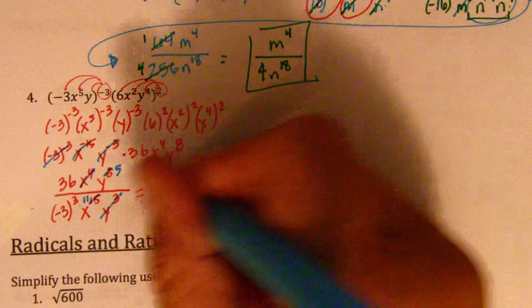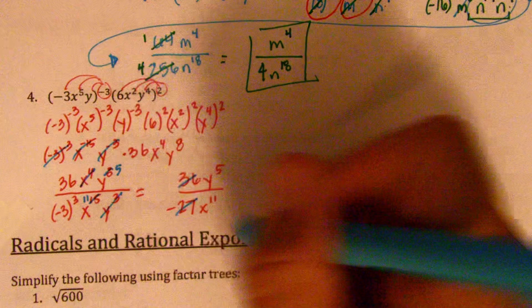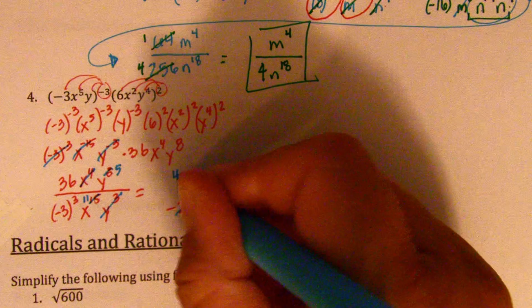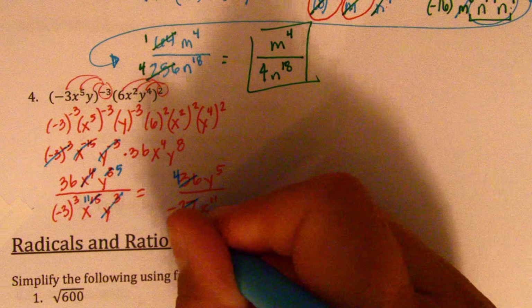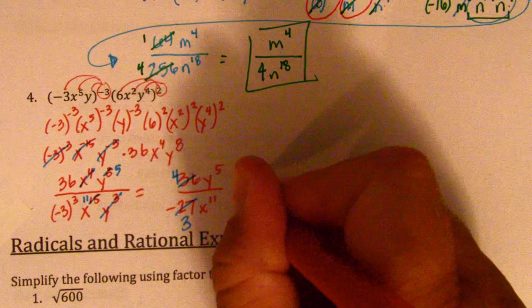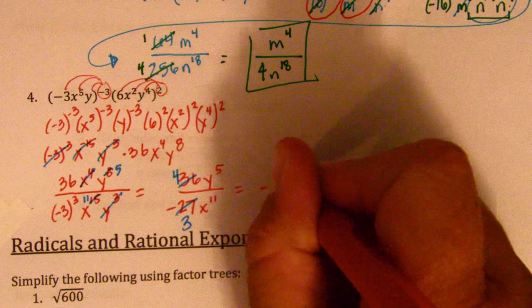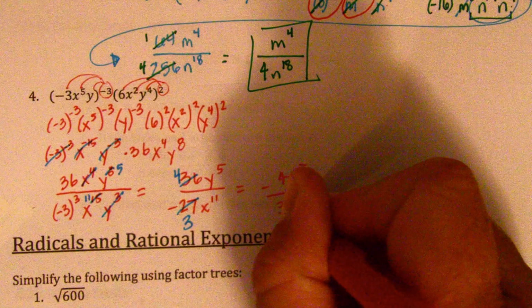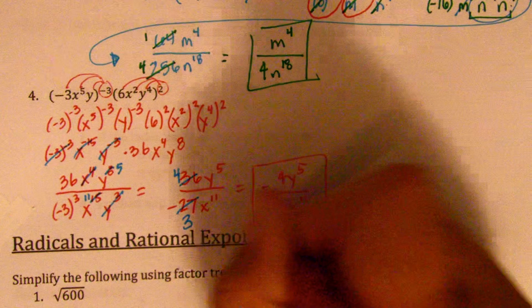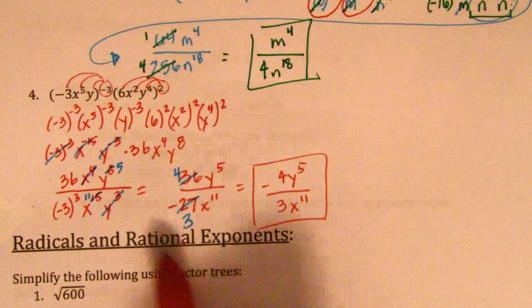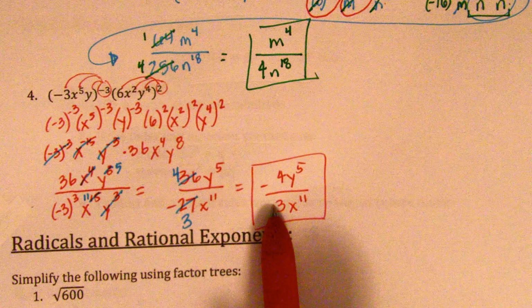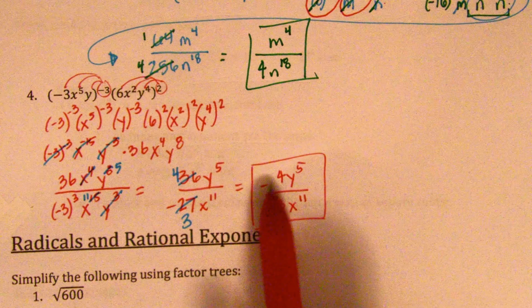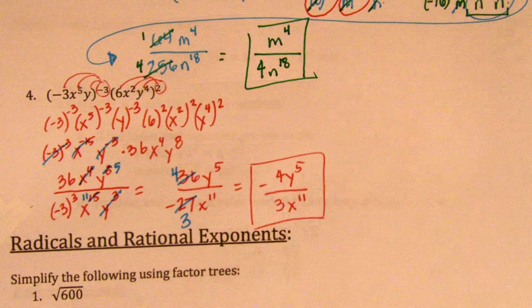36 and 27 are both divisible by 9. 36 divided by 9 is 4, and 27 divided by 9 is 3. So my final answer then is negative 4y to the 5th over 3x to the 11th. And you might be wondering why I moved that negative. It really doesn't matter. I could leave it on the bottom with the 3, or it could become on top. It's the same value. It's the fact that the fraction is negative.